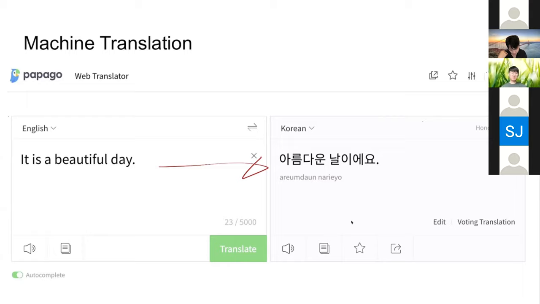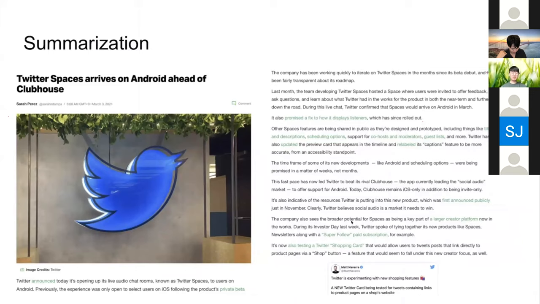And summarization, you have a really long article and you might want to summarize this into some sentence or a few sentences so that it contains all the important information and still shorter than the original text.